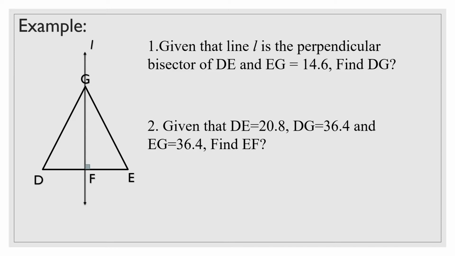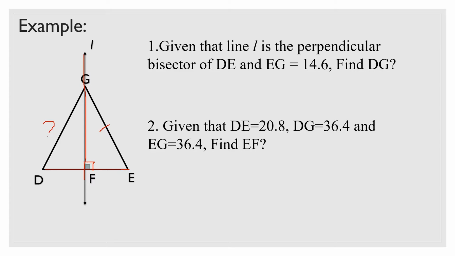For number 1, given that line L is the perpendicular bisector of DE. So this is our line L, and this is the perpendicular bisector of DE. So meaning, magkakaroon tayo dito ng 90 degrees or right angle. Since we have the given EG, so ito ay EG, which is equivalent to 14.6, we will find the measurement of DG.